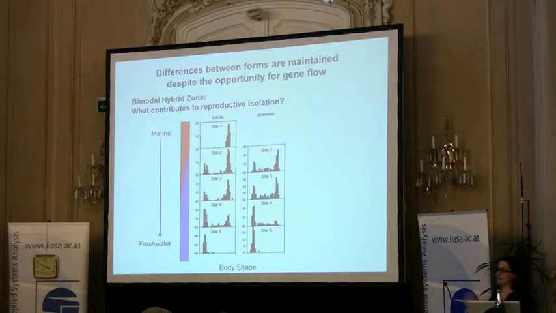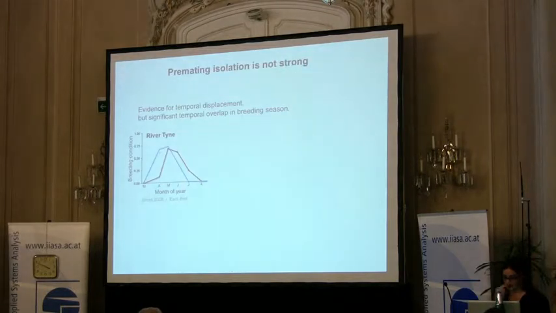So given that there is this opportunity for gene flow, one of the questions that we'd like to know is, what maintains the distinctness between the forms. So I'm going to briefly run through what we think might play a role.